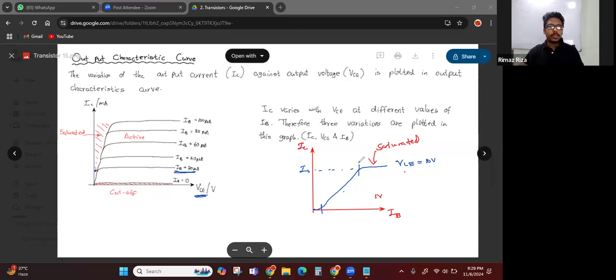Now you have to understand with this graph, how it increases. If the IB current is not there, that means in the cutoff region there is no IC current. After biasing the BE junction, there will be an IC current that increases linearly with IB. If you increase IB more and more, IC will increase, and then there will be a maximum.